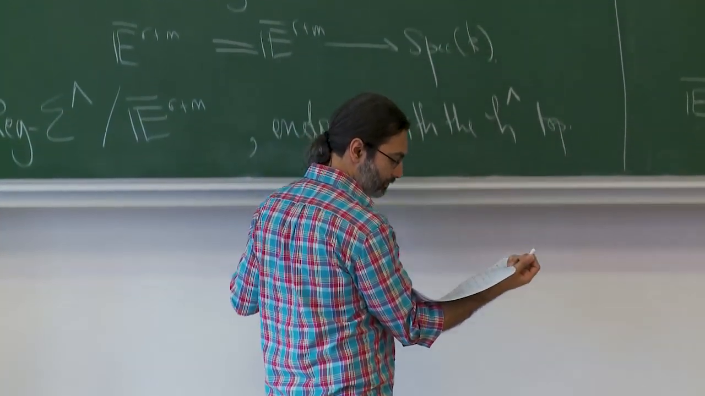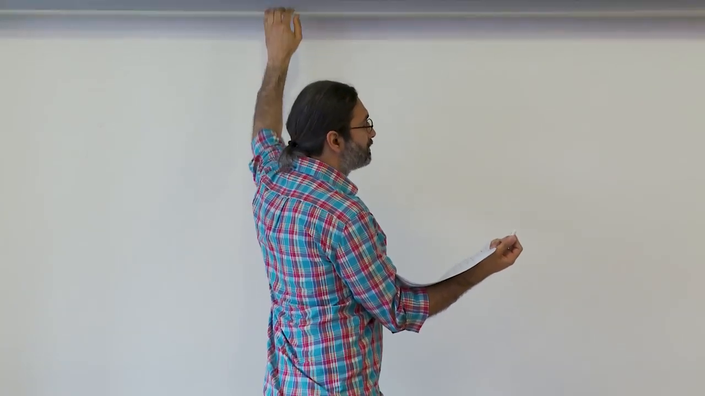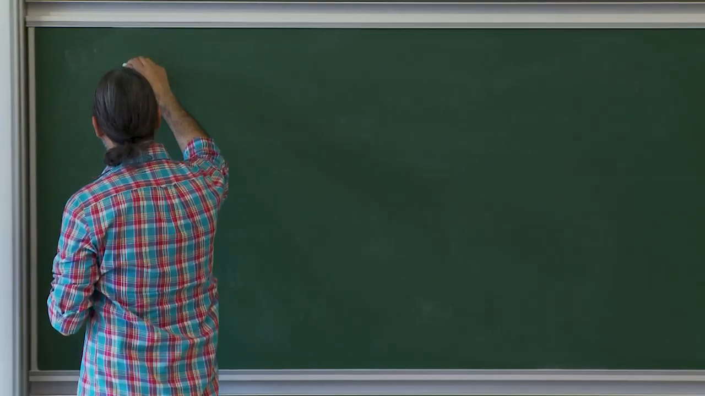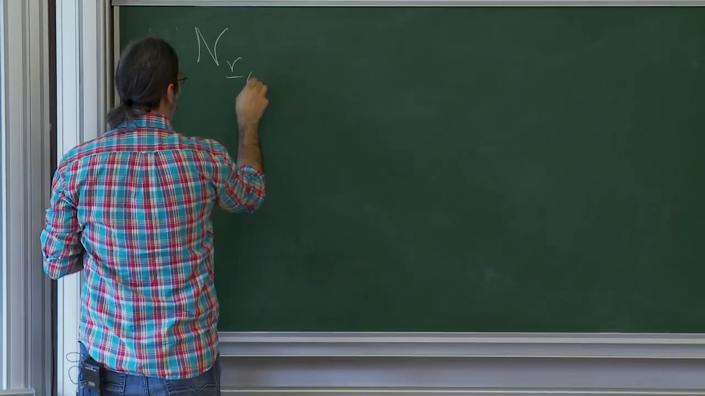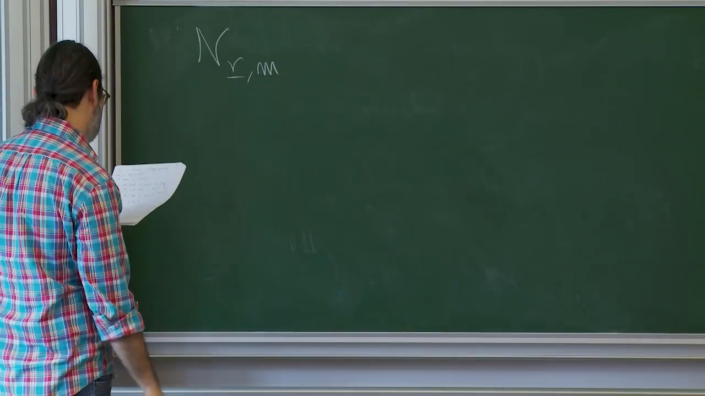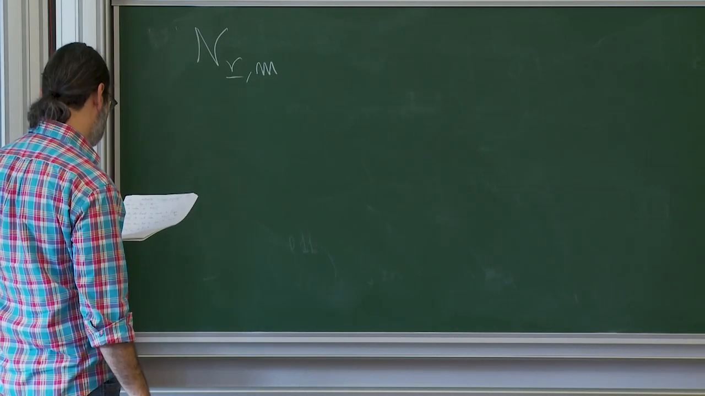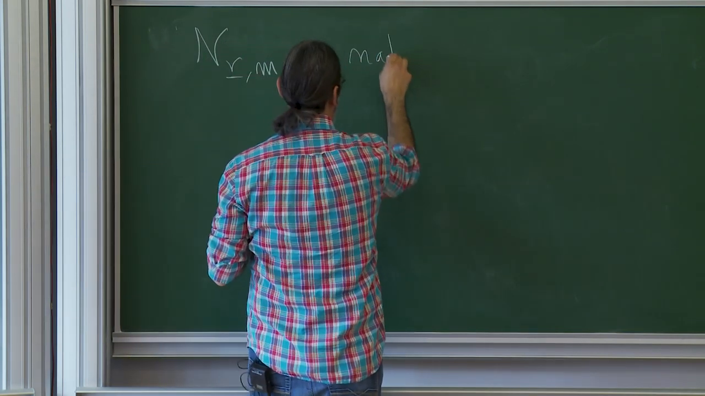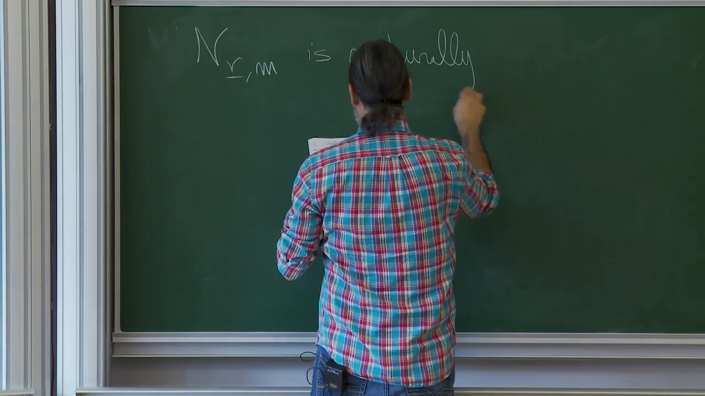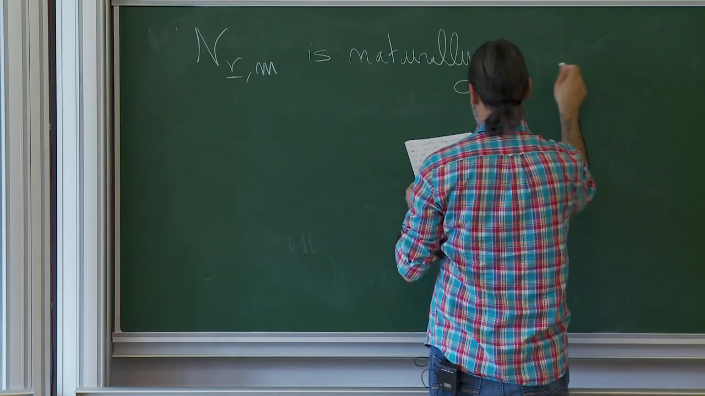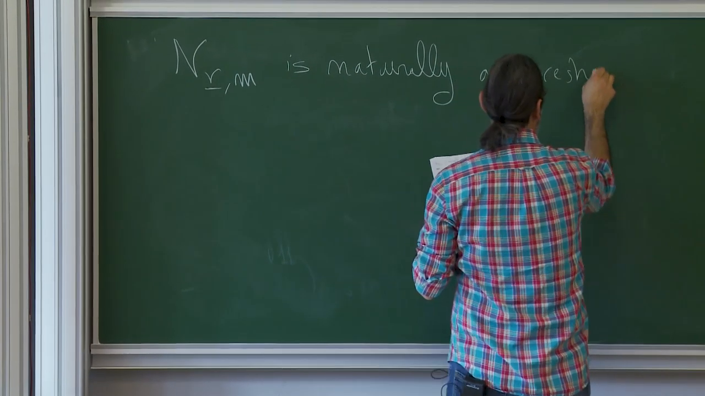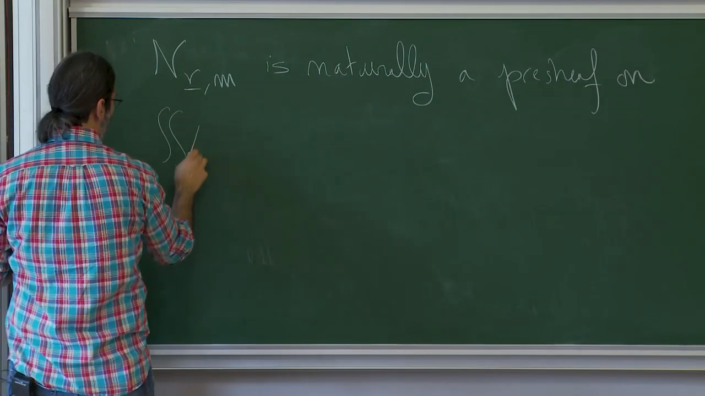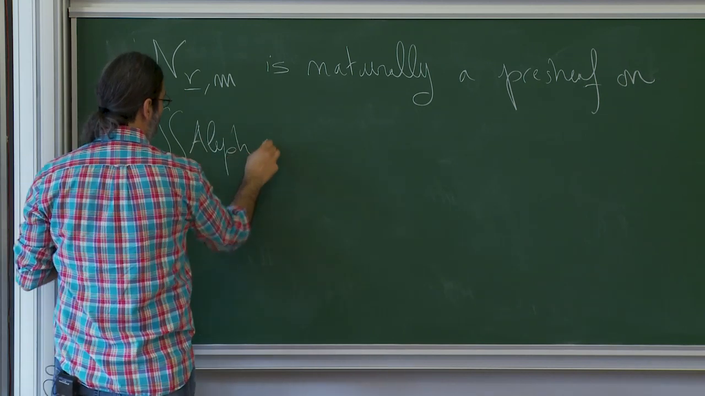So now let's remark the following. The first observation is that this flaggy presheaf I introduced before, this logarithmic type module with integral connection, is naturally a presheaf on this double integral with values.